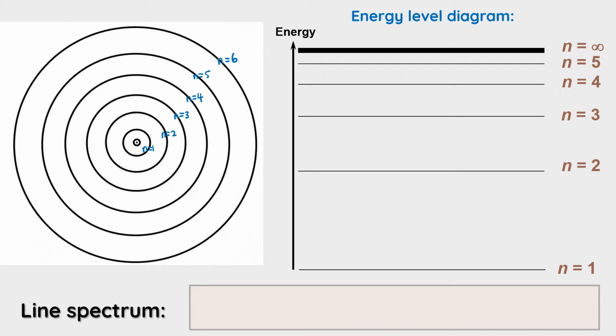Suppose that we have the first electronic transition, that is, the electron from n=2 falls to n=1. You can draw this electronic transition in the energy level diagram as this arrow showing that the electron from n=2 falls back to n=1. So the first arrow in this electronic transition is labeled as the first line.